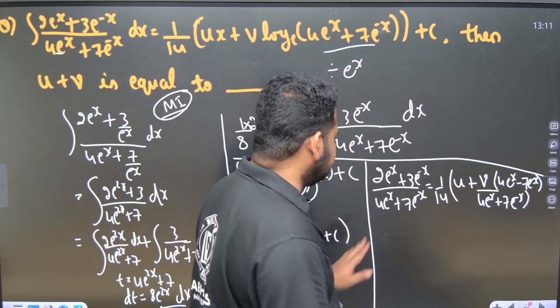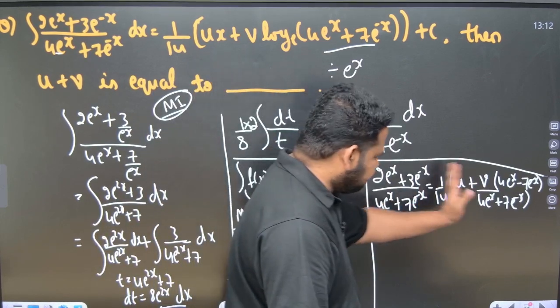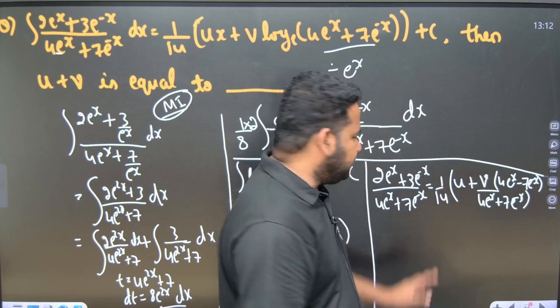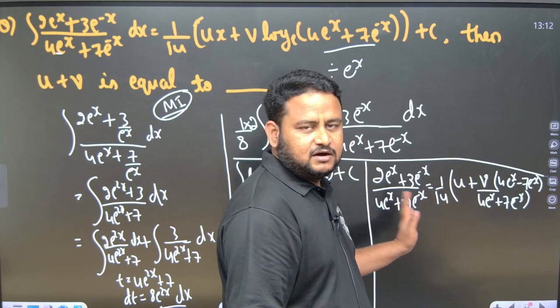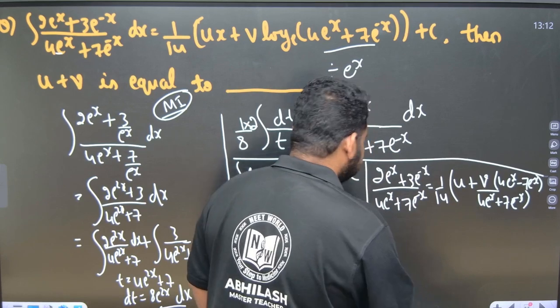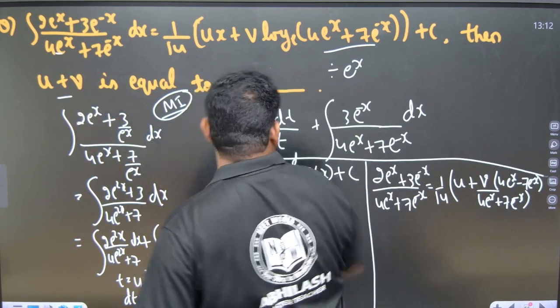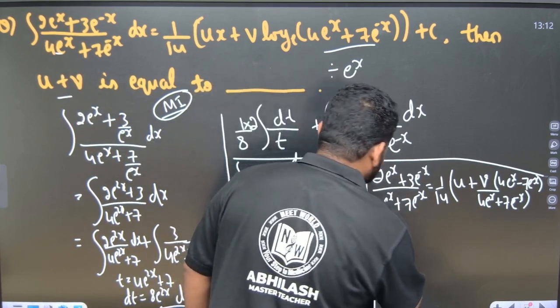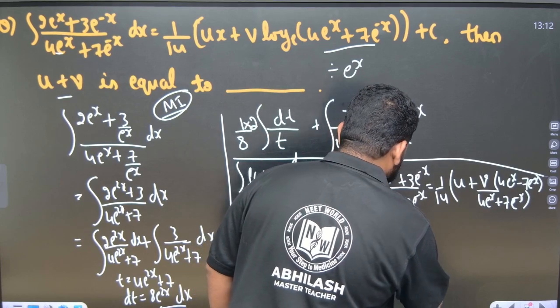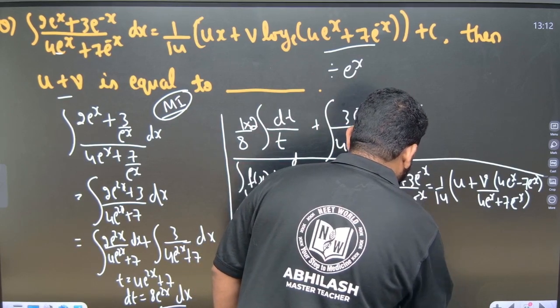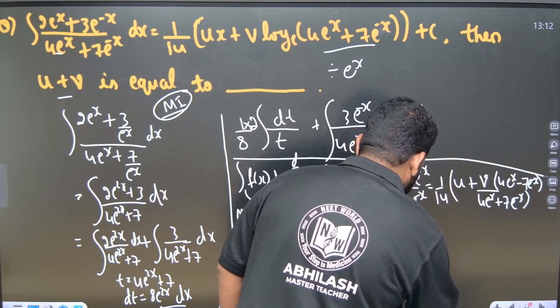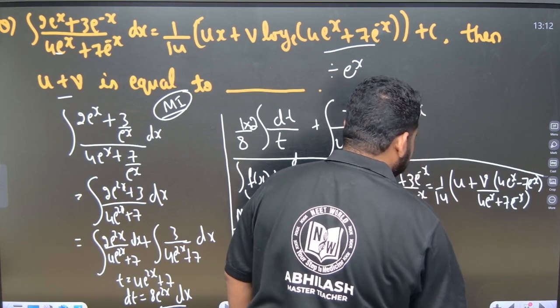Now what we have to do is simplify this and equate the coefficients on both LHS and RHS. If I do that, I have to get the value of u plus v. So let us see. This will become 2 into e power x plus 3 into e power minus x divided by 4 into e power x plus 7 into e power minus x will be equal to, u is nothing but what?